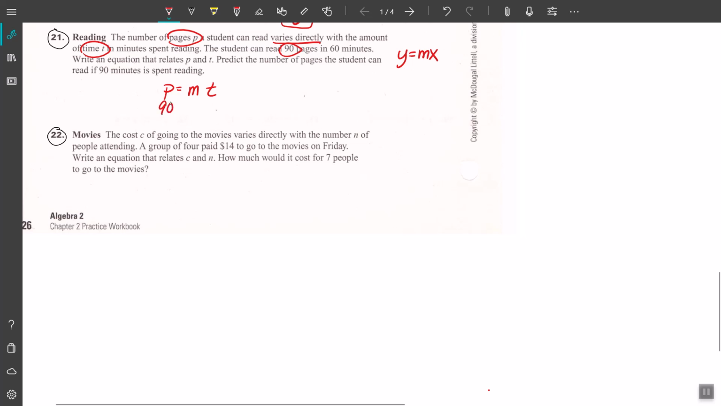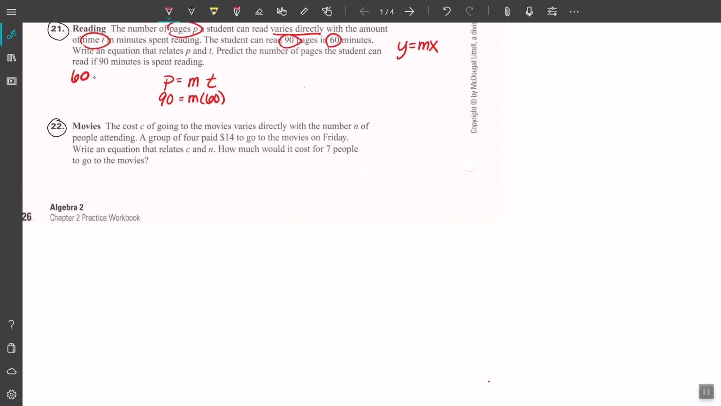So there's your p, in 60 minutes. So they gave us one point on our graph, 60 and 90. If we were going to graph this, we would already have two points because we know it varies directly, so it would go through 0, 0, and we have 60, 90. When we calculate out m then, we end up with 3 halves, 3 over 2.